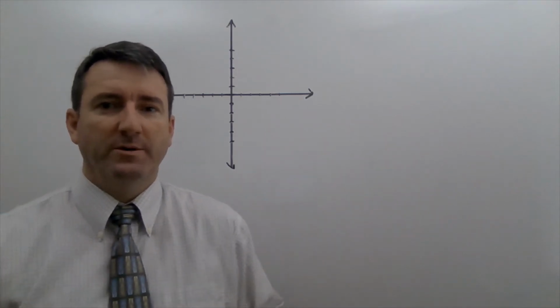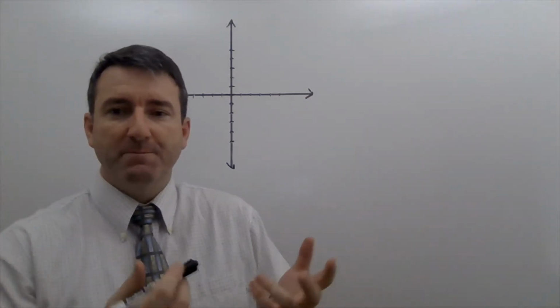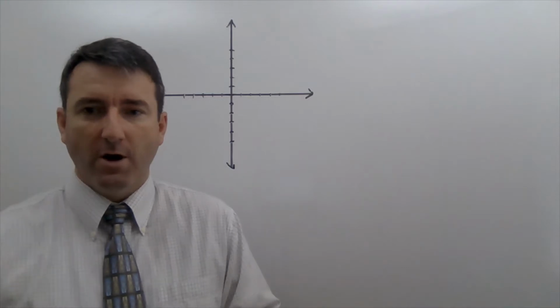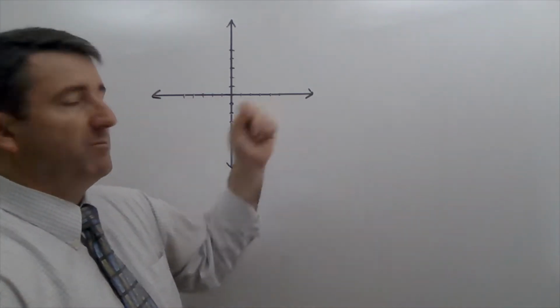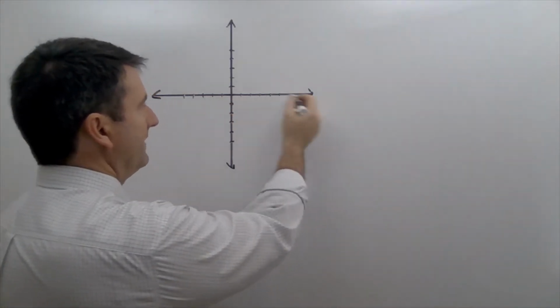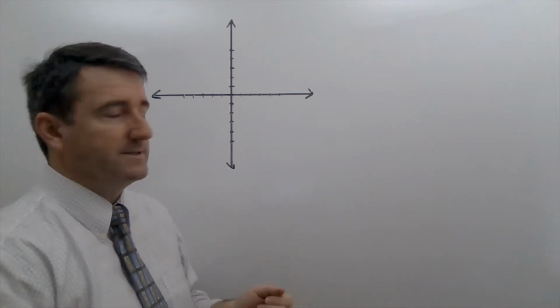All right, for this lesson, we're going to be plotting points using polar coordinates. Now, in the past, we've used rectangular coordinates or Cartesian coordinates to plot points on a plane. And we did that by going out on the x-axis a certain amount and then up or down on the y-axis a certain amount.